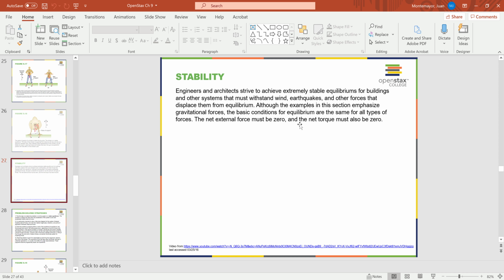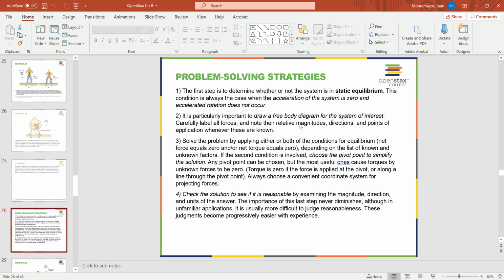So engineers and architects strive to achieve extremely stable equilibriums for buildings and other systems that must withstand wind, earthquakes, and other forces that displace them from equilibrium. Although the examples in this section emphasize gravitational forces, the basic conditions of equilibrium are the same for all types of forces. The net external force must be zero, and the net torque must also be zero.